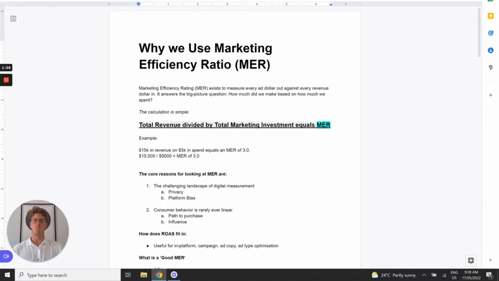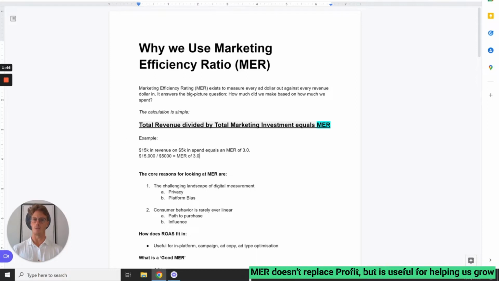So the question is, why do we use this and maybe not ROAS or conversion rate or AOV or some of these other metrics? We use those other metrics, but we also need a high level metric to gauge the health of the business and essentially make sure that the business is profitable.